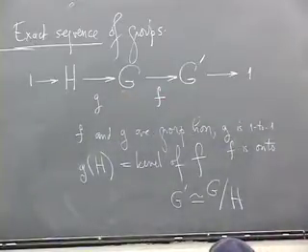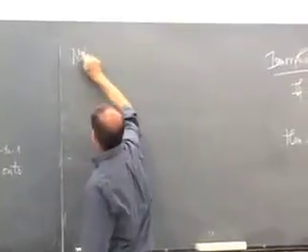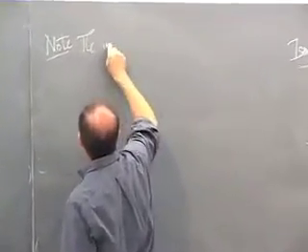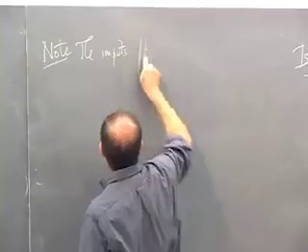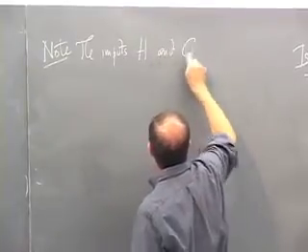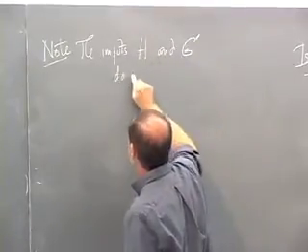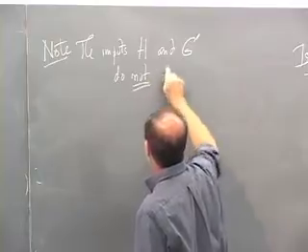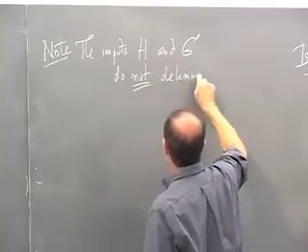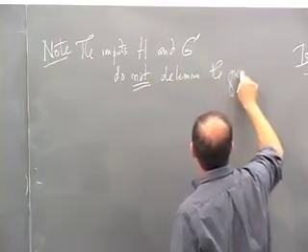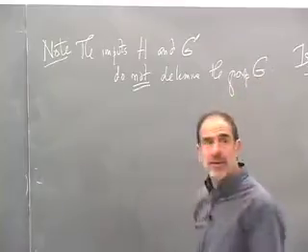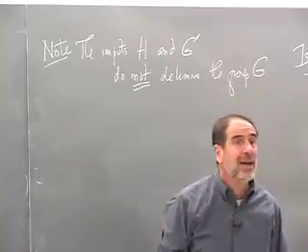Do not think that because you know H and G prime, you know G. Note, the inputs H and G prime do not determine the group G. And I'm going to give you two examples of it, so you remember this for all time.